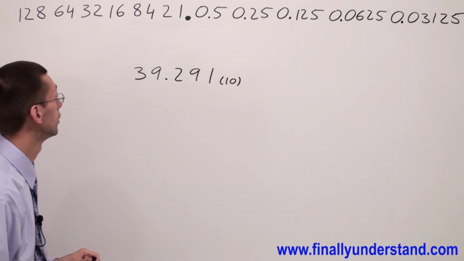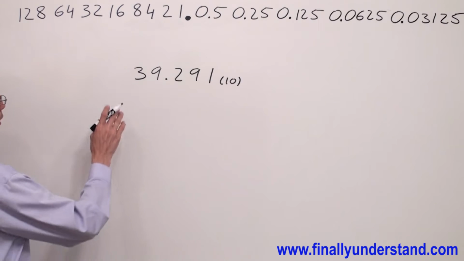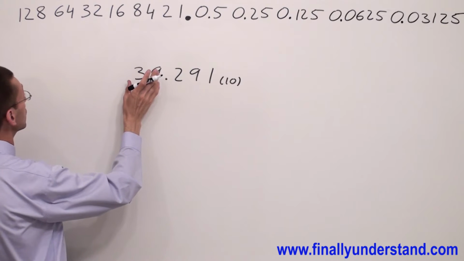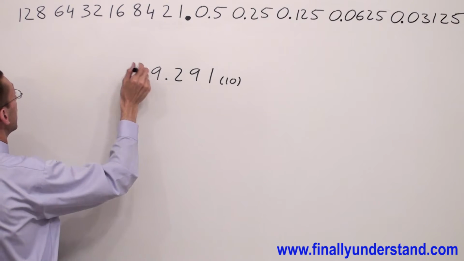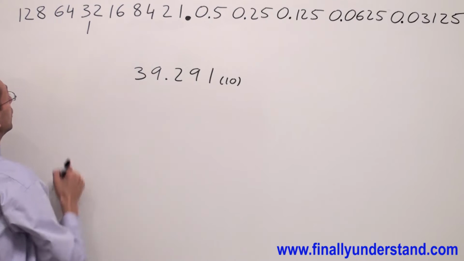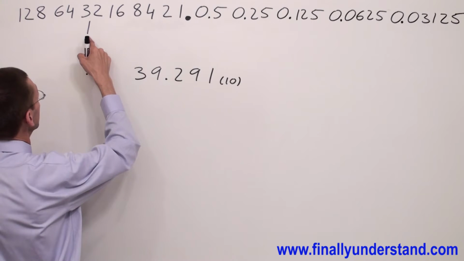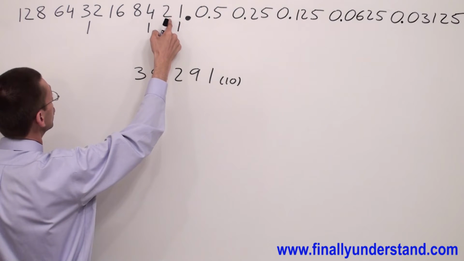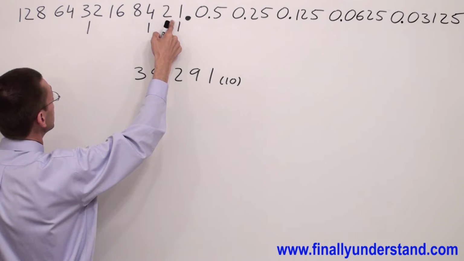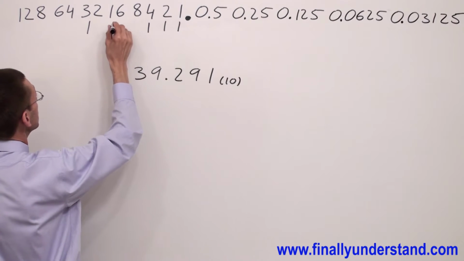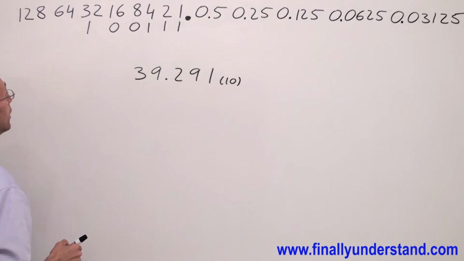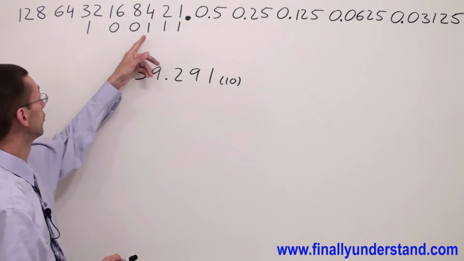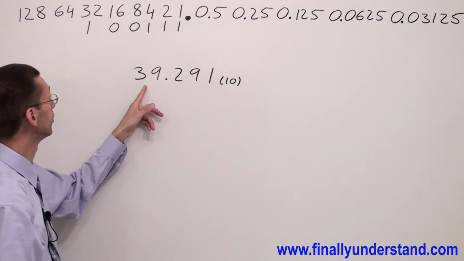This time we're supposed to convert 39 and 291 thousandths to binary. We're going to convert the whole part first. So 39 is nothing else, just 32 plus 7. So I have 32 and 7, because 4 plus 2 is 6 plus 1 is 7. The empty spaces I have to fill up by zeros. One more time, 32 plus 4 plus 2 plus 1 is going to give me 39.